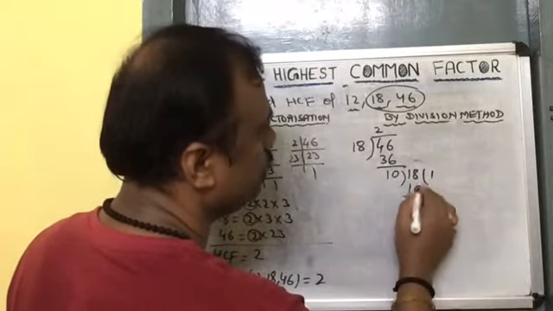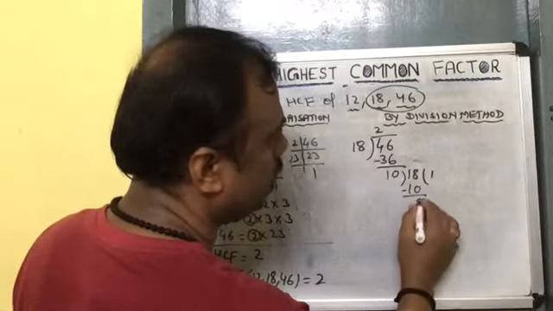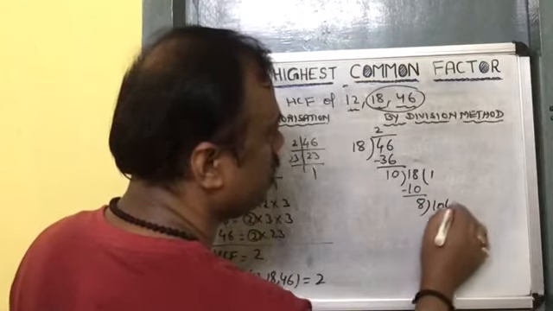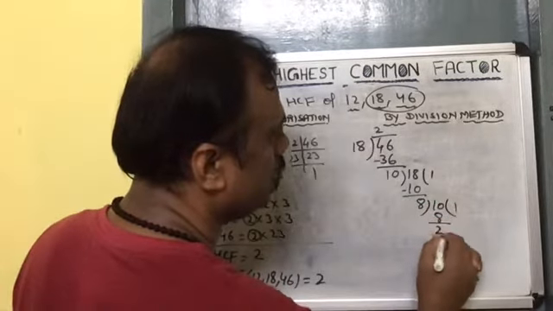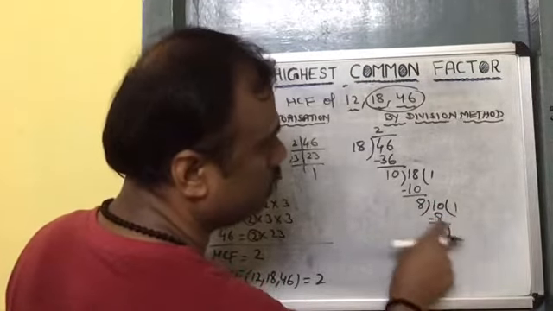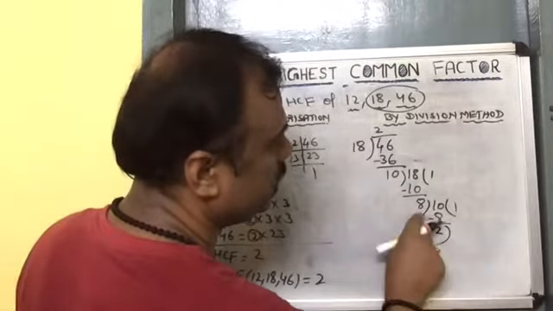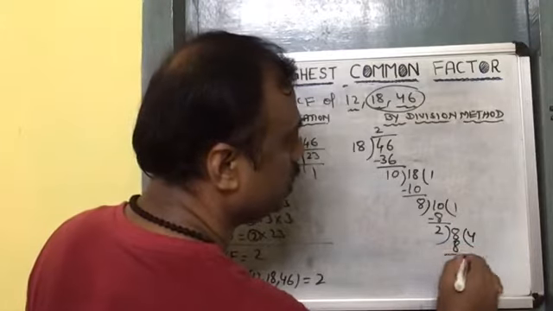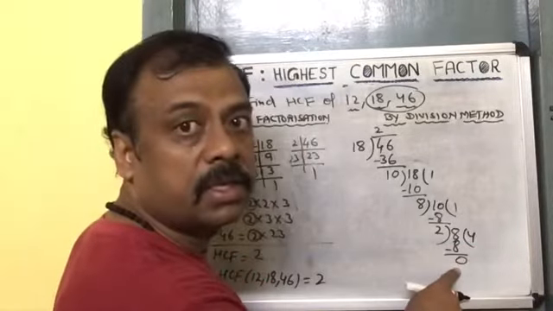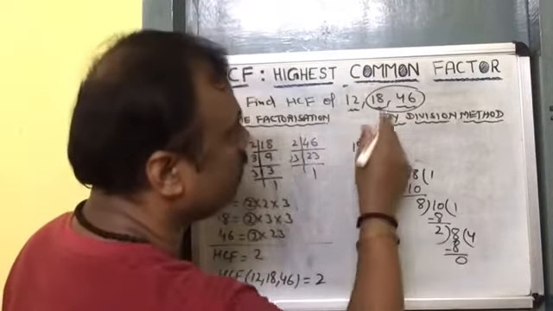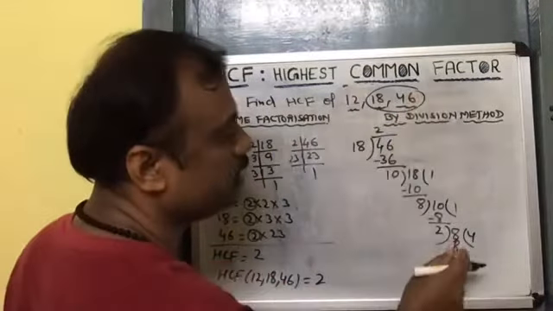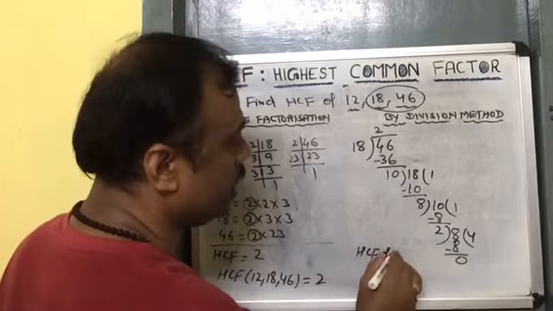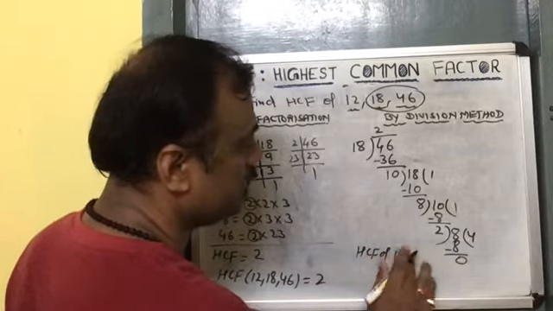So 18 minus 10 is 8. Now this divisor 10 divided by this 8, how many times? 1 time. Now the remainder is 2, and now I will bring it here, 8. So 2 4s are 8. Now we got remainder 0. So the HCF of 18 and 46 is 2.